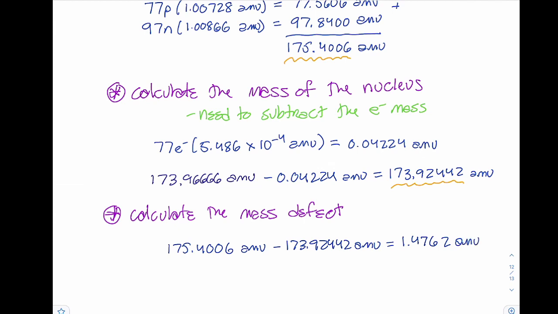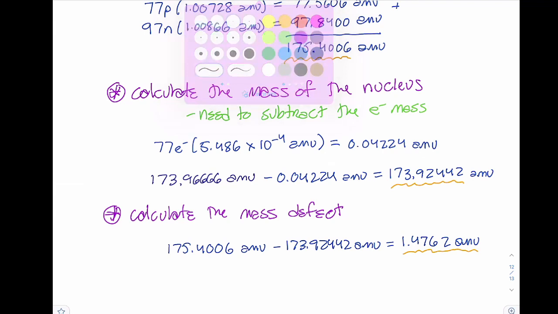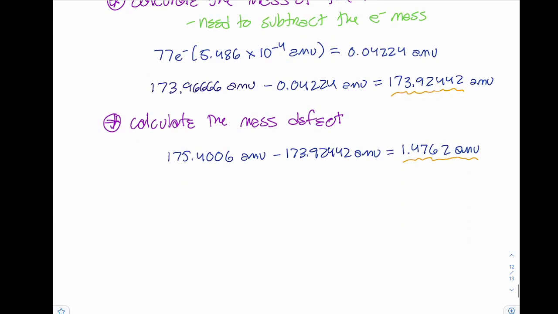So again, I'm subtracting, so digits after the decimal point rule: 1, 2, 3, 4; 1, 2, 3, 4, 5; 1, 2, 3, 4. So right number of significant digits. So this here is my mass defect. That's the amount of mass we lost when our nucleons formed a nucleus. That's the mass that's then going to be converted to energy. So that's our next step. So convert to energy.